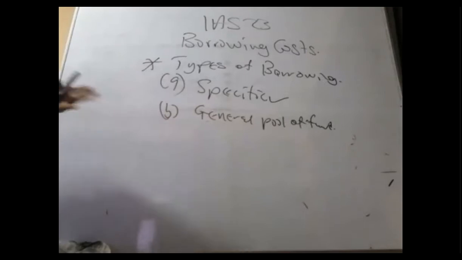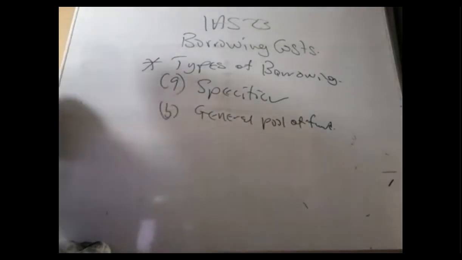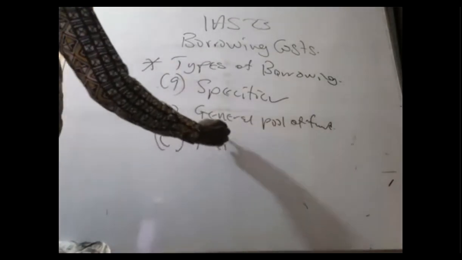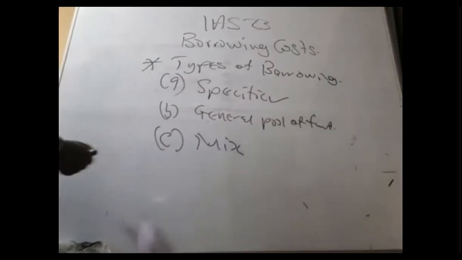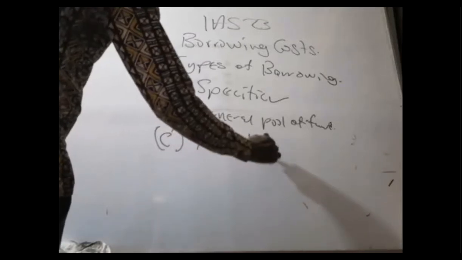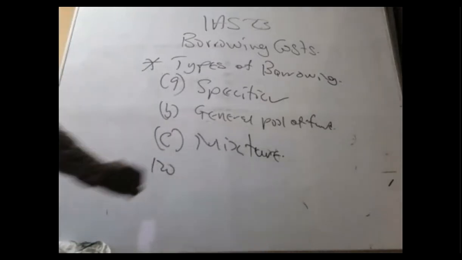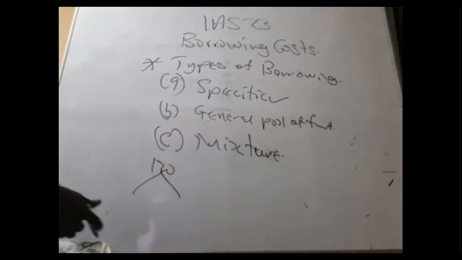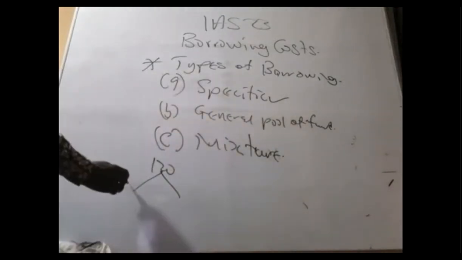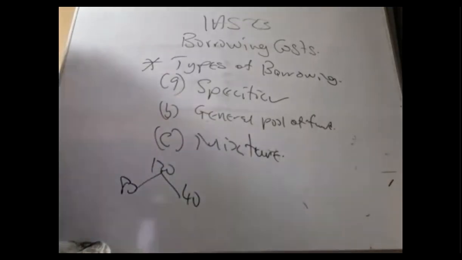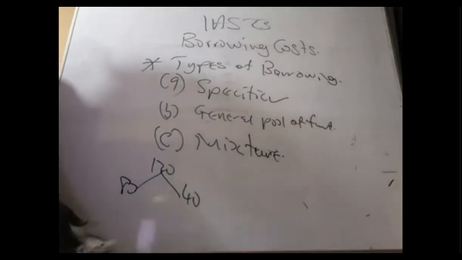Right after that, we'll pick another section where we will talk about the general pool of funds. Then at the end of the day, we also talk about a mix, which is the next chapter. That is a mixture. For instance, you say you need 120, out of which specific borrowing was, let's say, 80, and the general pool of funds was 40. So we look at that scenario too. That is the agenda for the day.